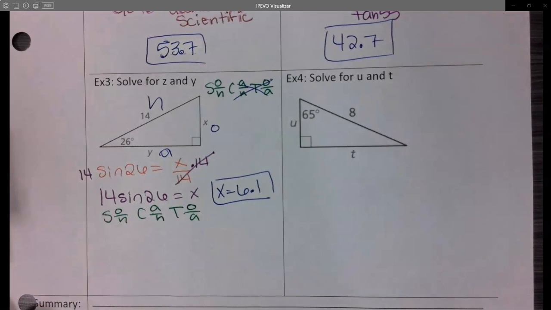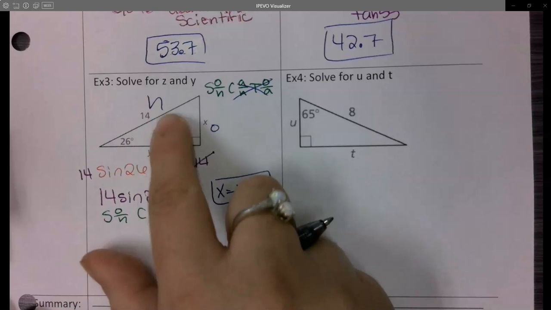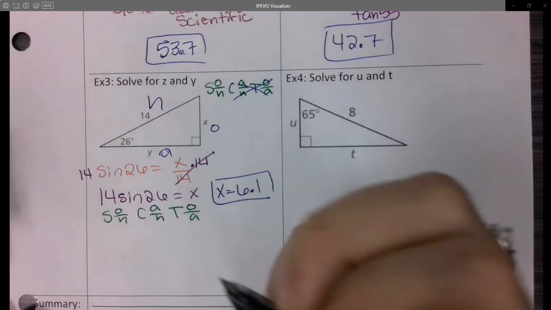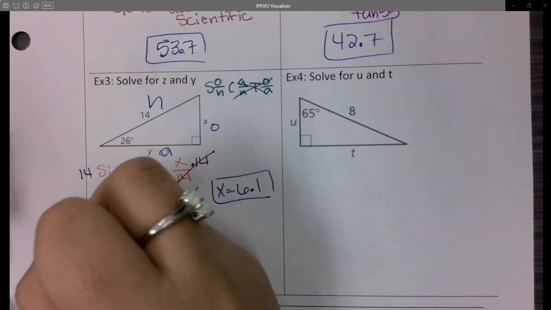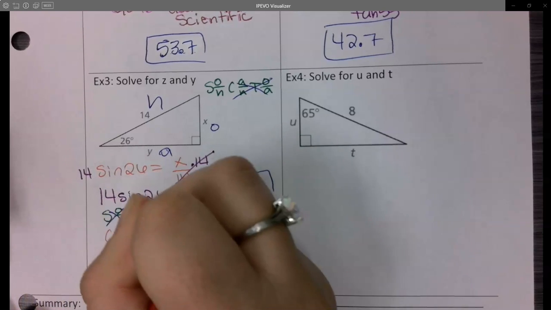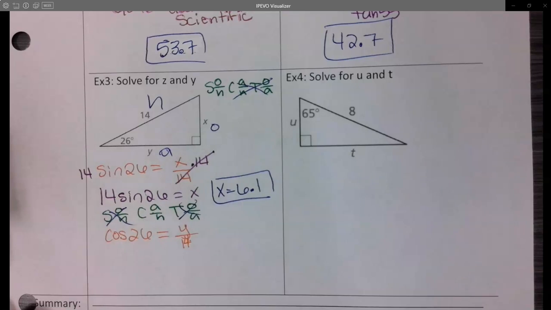This time if I'm focusing on y, I have A and H. So that will give me cosine. Then I plug in the angle, and I plug in the variable and the number. So I have cosine 26 equals y over 14.